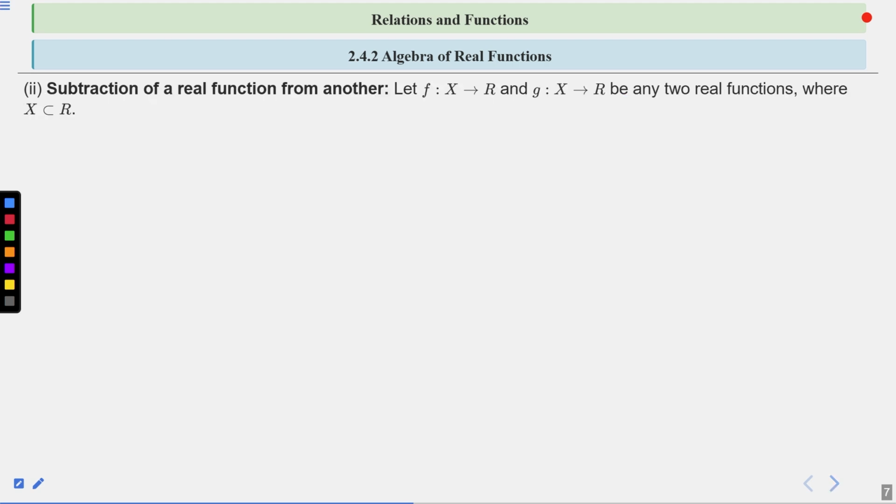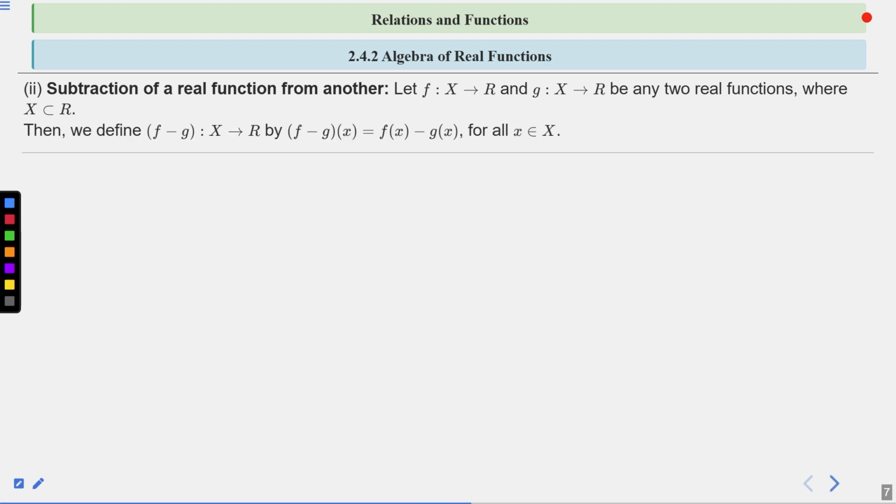Now, subtraction, quite simple. If you have f and g, two functions from X to R, both real, then f minus g, the subtraction, is defined from X to R, again, by (f minus g) of x equals f(x) minus g(x). Clear?